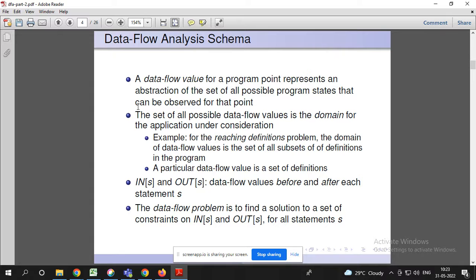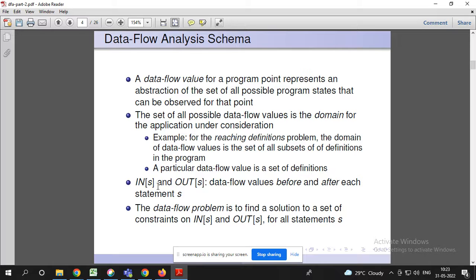Now we are going to look at the overall design of data flow analysis, which is called the data flow analysis schema. A data flow value for a program point represents an abstraction of the set of all possible program states that can be observed for that point. So it describes the abstraction of that particular program point. We have to see the reaching definition problem in the following schemas: in of s and out of s. What is in of s and what is out of s? What are the values?